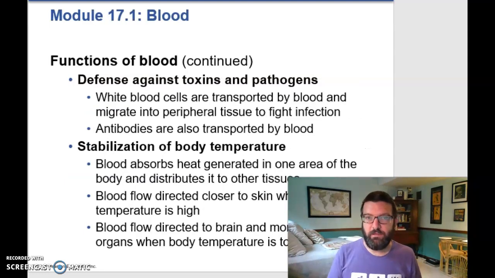In addition to clotting, right, you've probably heard of white blood cells in the context of defense against invaders, right? Especially right now in a pandemic, white blood cells are pretty important. So we'll discuss most of that functionality in a couple of chapters, but defense against toxins and pathogens is an important function of blood, and stabilization of body temperature, right? Kind of distributing heat throughout the body.